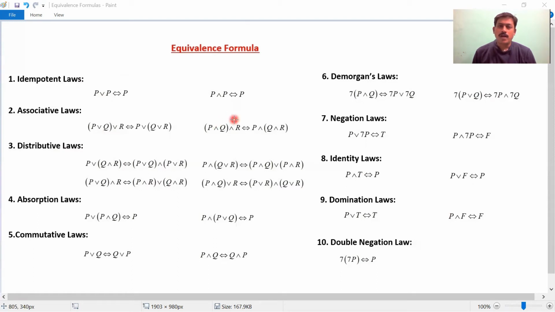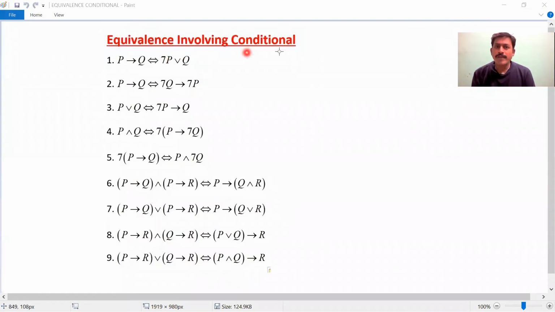Now we will see another set of formulas with the conditional and biconditional symbols. Equivalences involving conditional. If P then Q equivalent to not P or Q. This formula you should remember always. Second one, if P then Q equivalent to if not Q then not P. Third one, P or Q equivalent to if not P then Q. Fourth one, P and Q equivalent to not of (if P then not Q).